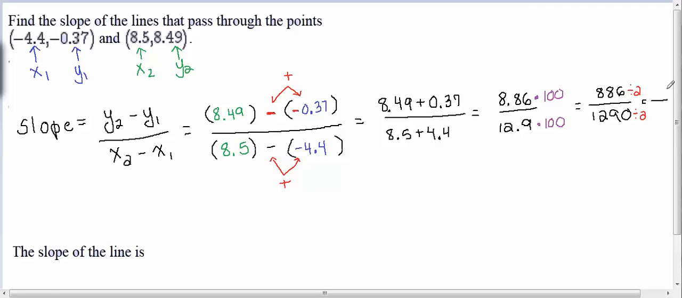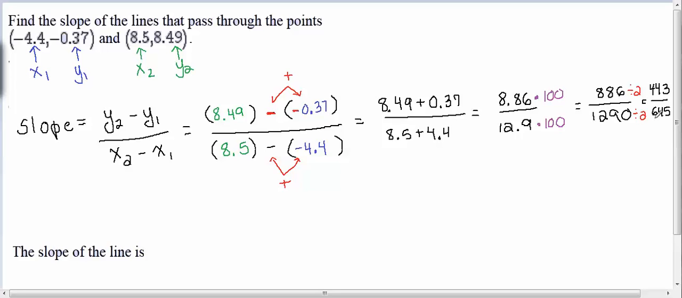Let's look at what we get when we do that. 886 divided by 2 gives me 443 in the numerator. 1,290 divided by 2 gives me 645 in the denominator. I'm looking at that, and nothing else jumps out at me that I could divide it by, but those are some big numbers.